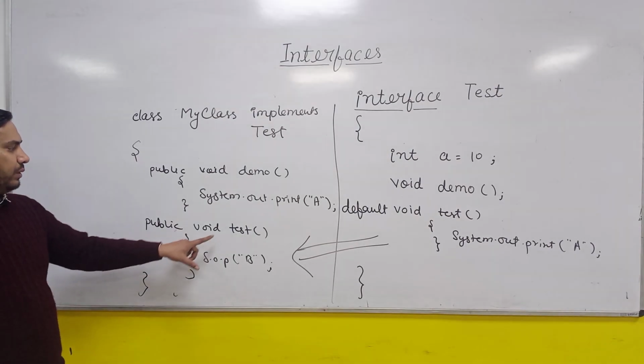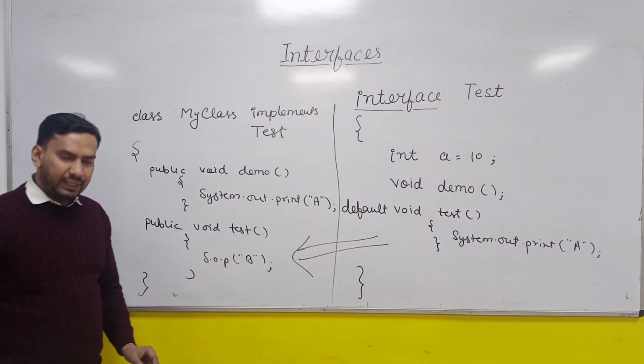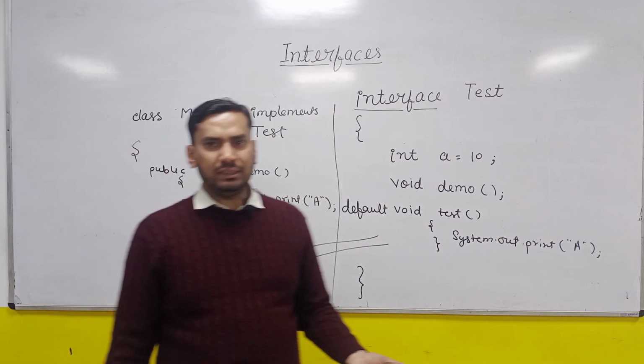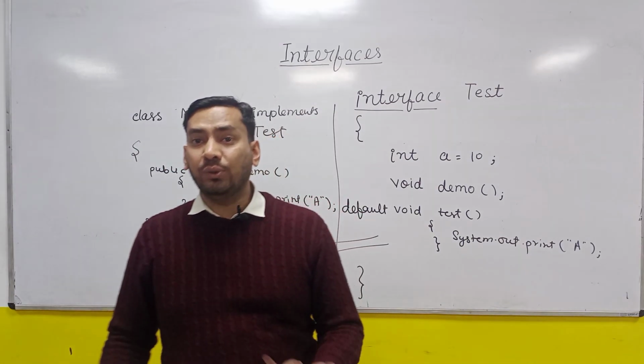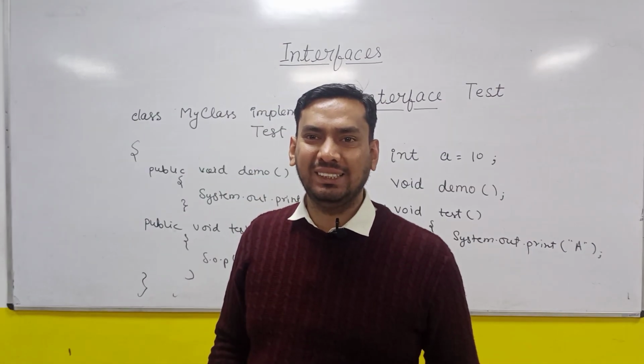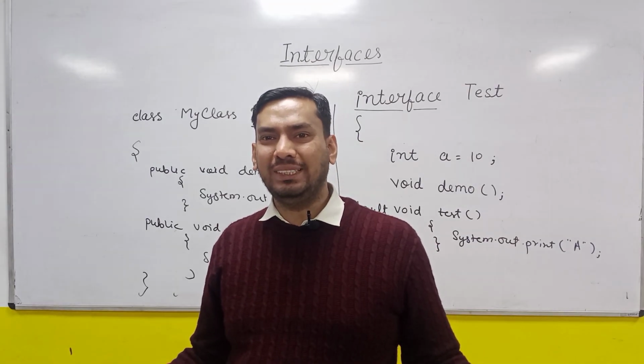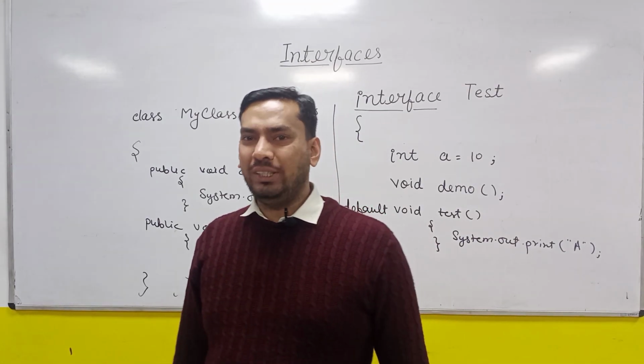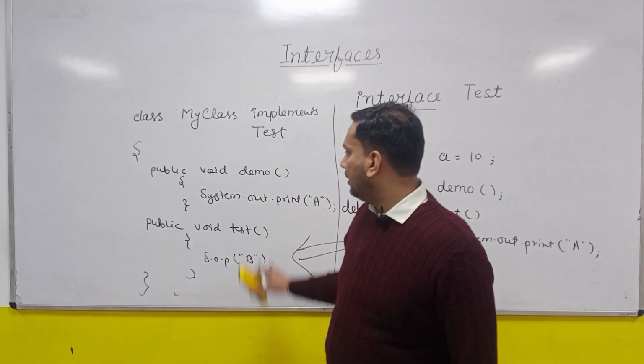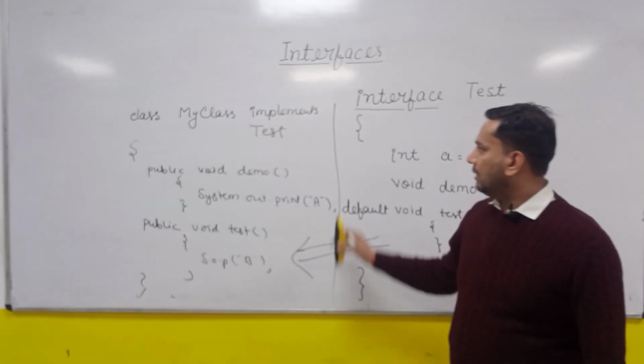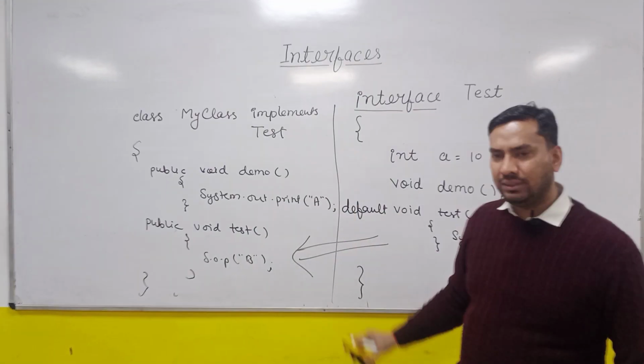So this is how you can override the abstract method of an interface and you can override the default method. Can you override the static method of an interface? The answer is no, because static methods are not inherited here, right? So this is your interface. I hope you understood all these concepts.